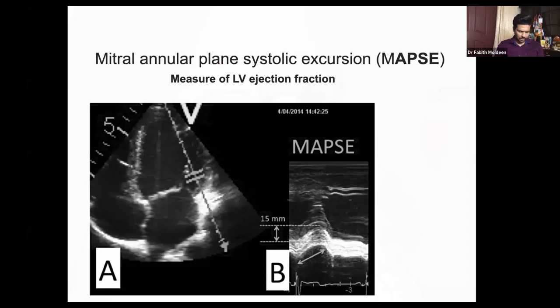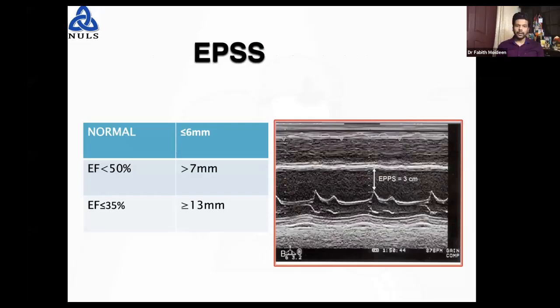Studies say that if this distance is more than 7 millimeters, that means the mitral valve is not opening and is coming too close to the septum. So that means the LV EF is less than 50%. That's the comparison. If it is more than 13 millimeters, the mitral valve is not opening. If you measure the distance and it's more than 13, that means LV EF is less than 35%.